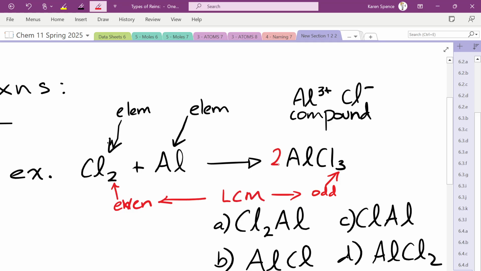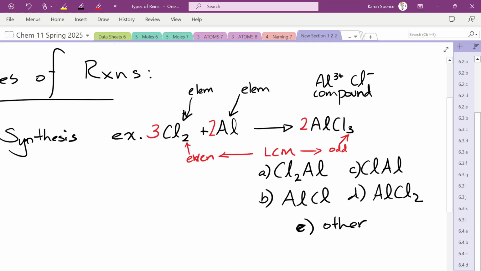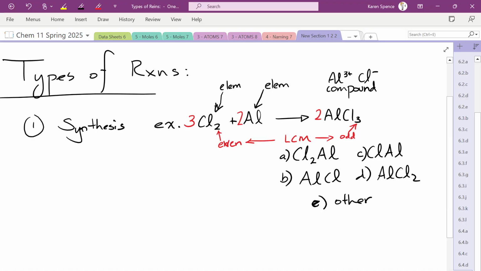Okay, so we're going to put a 2 here. That gives us 6 chlorides. We're going to put a 3 here. That gives us 6 chlorine. And that means we have 2 aluminum, so we need to put 2 aluminum there. That is synthesis. You will eventually need to be able to pick the reactants of synthesis out of a random list of reactions and say, this is synthesis, and then predict the products. Okay?